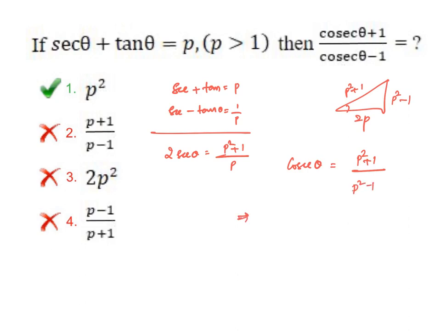Now write cosecant theta, that is hypotenuse p square plus 1 by opposite p square minus 1. Do componendo and dividendo. You get cosecant theta plus 1 by cosecant theta minus 1 is equal to p plus 1 by p minus 1. So it is p square.